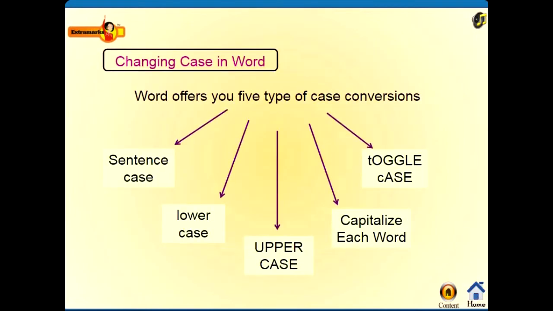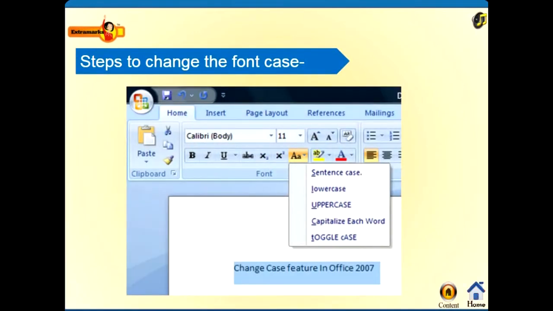Changing case in Word. Word offers us five types of case conversions. The first one is sentence case, another one is lowercase, uppercase, capitalize each word, and toggle case. So there are a few steps to change the font case. Under the Home tab, click on font case, and from here you can find the different ways to change the font case.